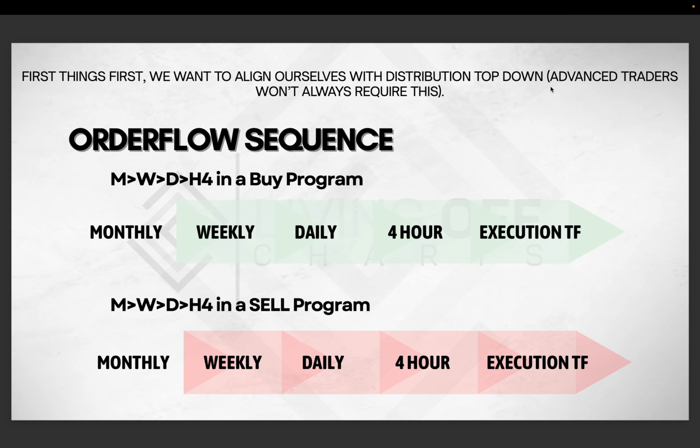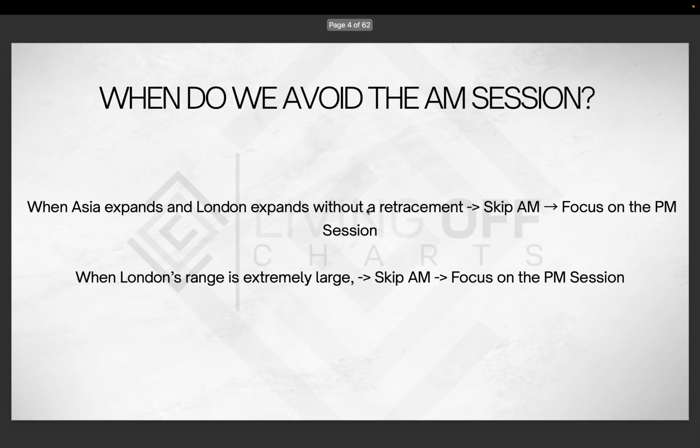So you can see I've put in brackets here that advanced traders won't always require this. The reason for this is we can always catch counter trend plays with the 4-hour candle, right? The objective of a scalper is to trade one single 4-hour candle, and we can do that against the higher time frame order flow for a counter trend move. Now, counter trend trading, you want to leave that to when you're slightly more advanced, and you want to focus on the higher time frame institutional order flow for the time being.